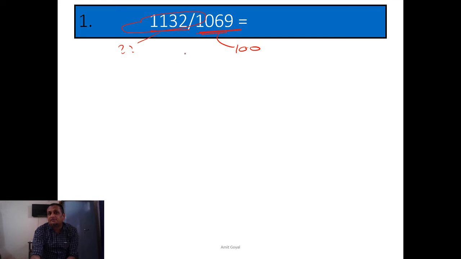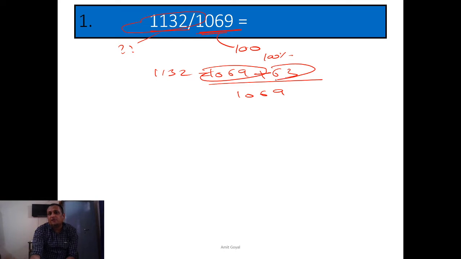look at the difference. So can I write 1132 as 1069 plus somewhere around 63? Now you can easily visualize. You have to visualize this in your mind. You need not use the pen. Now this is actually 100%. And what is this?